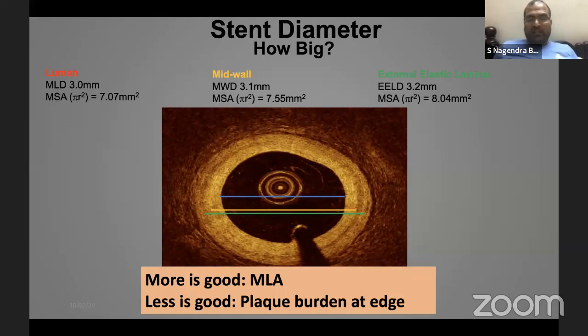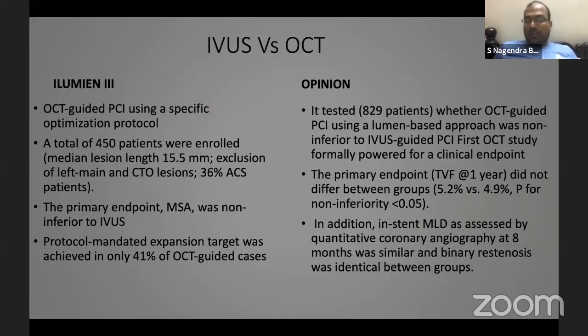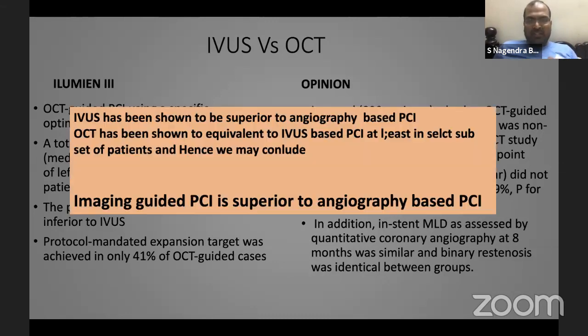So before identifying a reference segment, you should look for plaque burden at a particular area. These studies, Falgun has recently described, so I'm not going into the detail of these studies. In general, image-guided PCI is superior to angiography-based PCI, especially in proximally located vessels that include left main, distal bifurcation, proximal LAD, proximal circumflex.